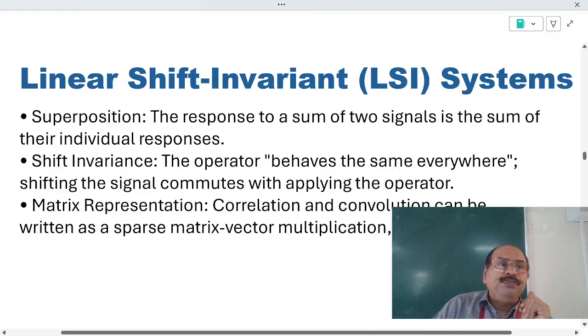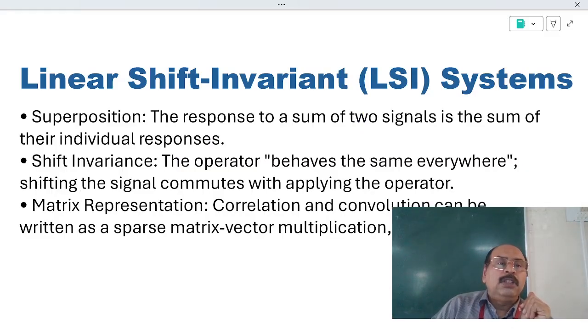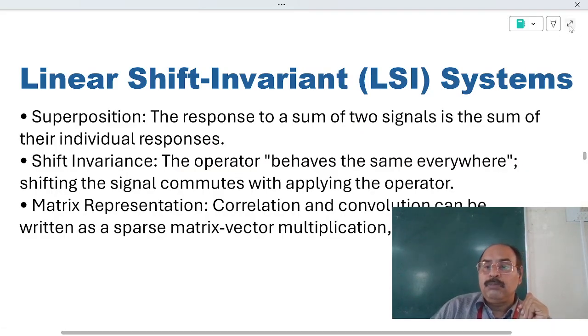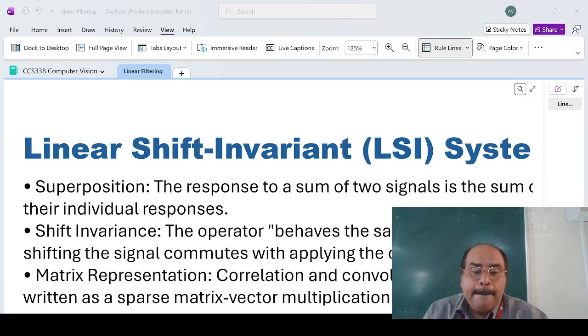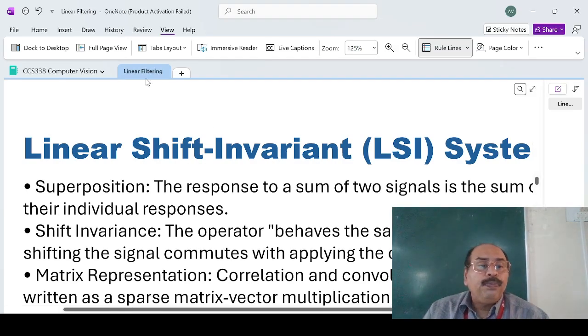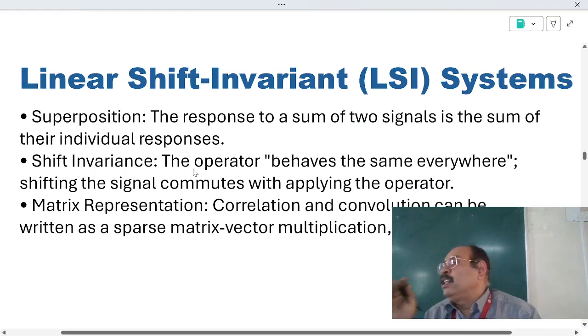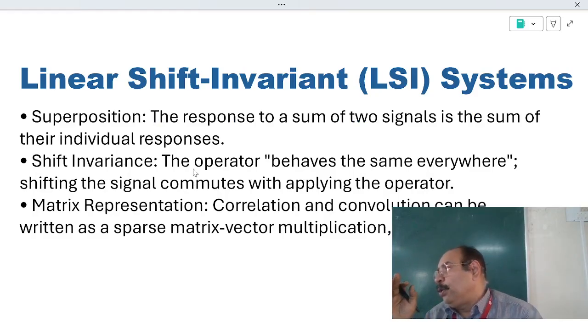Next is what are linear shift invariant systems. In linear shift invariant systems, you have different operations you are doing. You are shifting the pixels from one to the other. The first one is called superposition, then shift invariance, and matrix representation.